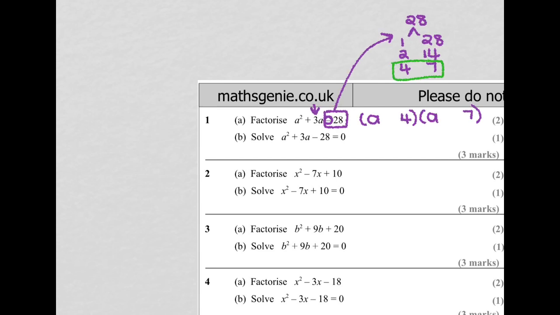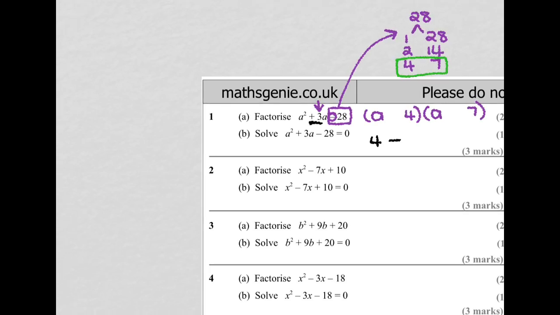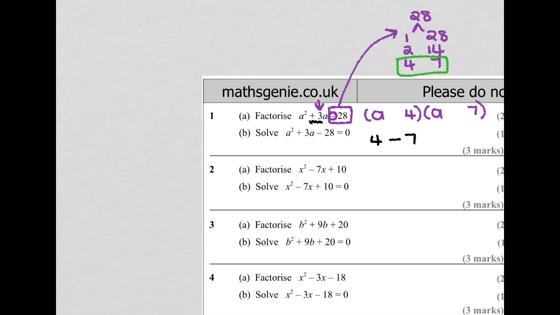The next step is to figure out what the signs are. Are they plus, are they minus, and where does that go? So I would like to get a positive 3. If I want a positive 3, am I going to say 4 take away 7, or am I going to say negative 4 add 7? Because they are very different. The top one would give me negative 3, whereas the bottom one would give me positive 3. So I know that it must be minus 4 and plus 7.